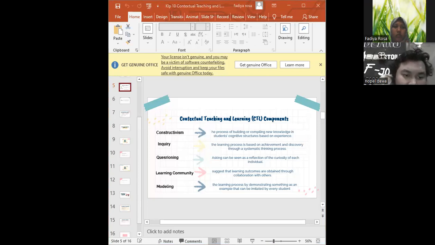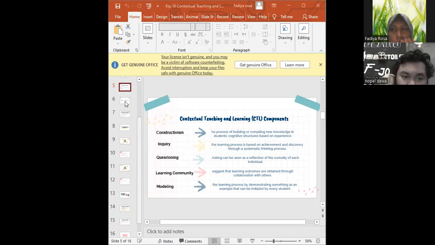The third is questioning. Asking can be seen as a reflection of the curiosity of each student. Questioning develops students' curiosity with interactive dialogue by all involved in the learning community. With questions, students are encouraged to always respond to an opinion, idea, or theory in a good way.